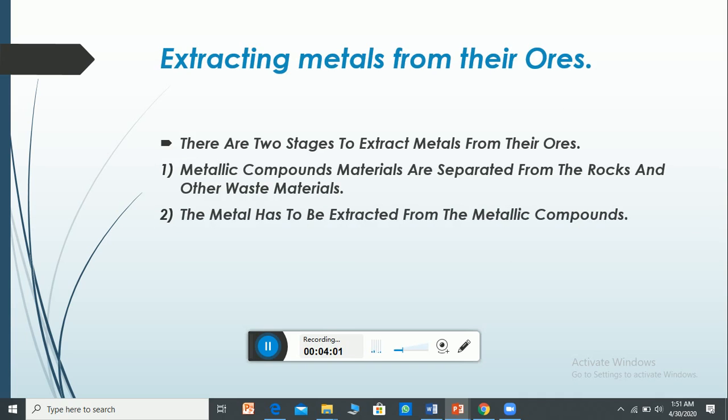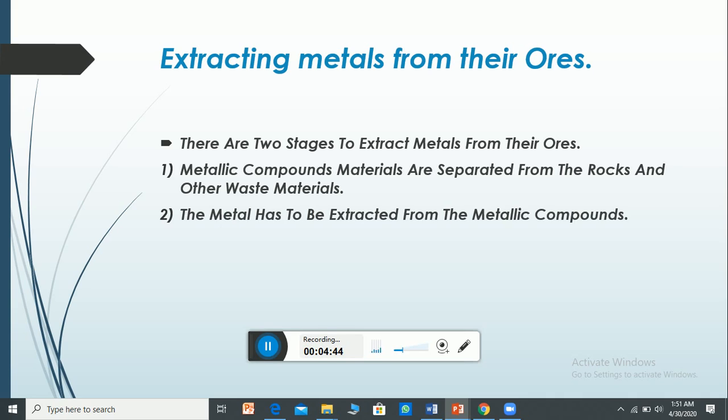Now the question is: how can we extract metals from their ores? Actually there are two stages. In the first stage, metallic compound materials are separated from the rocks and other waste materials. So firstly we separate the metallic compound material from the rock, and the other waste material is separated.